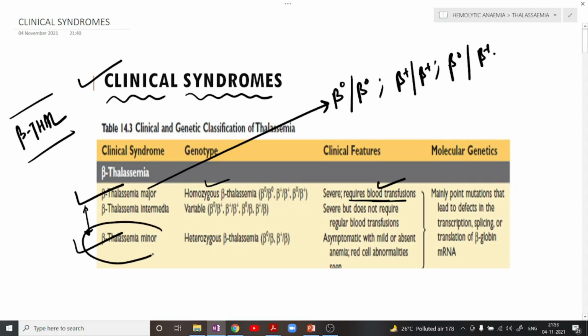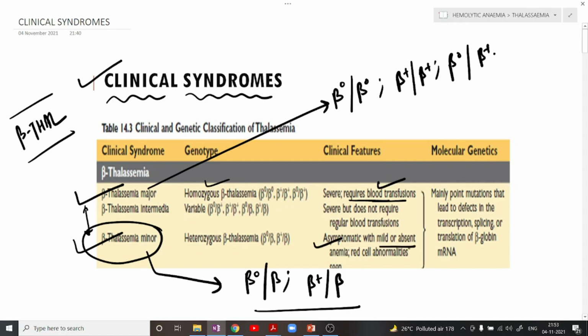Now if you look at beta thalassemia minor, it is a heterozygous beta thalassemia. It is either beta 0 beta, that is there is a normal and an abnormal allele with complete loss of beta chain synthesis, or beta plus beta. In either case, remember these patients are asymptomatic with very mild or absent anemia, and usually they do not require blood transfusion.